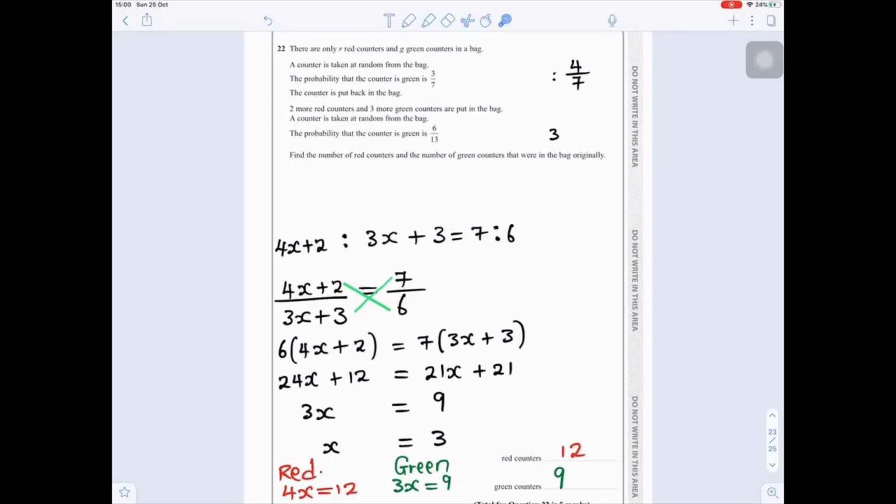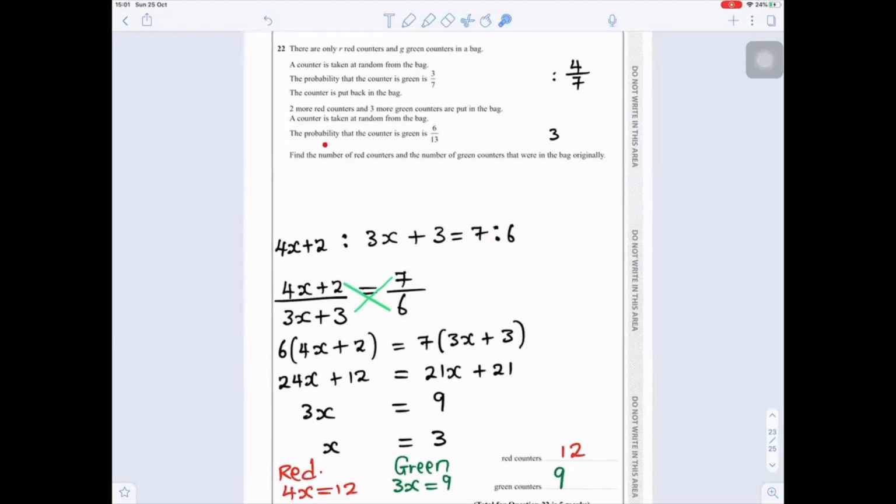The counter is put back in the bag. 2 more red counters and 3 more green counters are put in the bag. So 2 more red and 3 more green are put in the bag. A counter is taken at random from the bag. The probability that the counter is green is 6/13. If it's 6 out of 13 to be green, 13 minus 6 is 7. There will be 7 red.